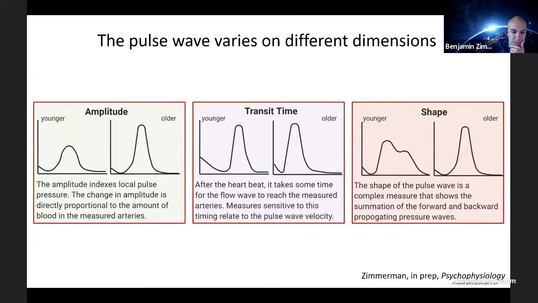So there's other dimensions besides the shape that we can look at. For instance, you can just look at the amplitude. How much change in light do we see? It turns out that on average, this is mostly related to the blood pressure.